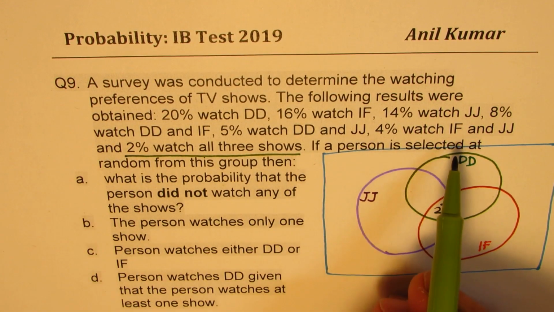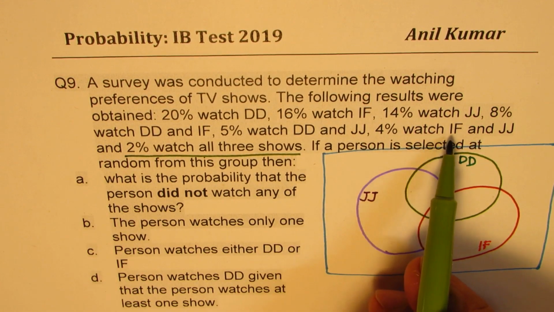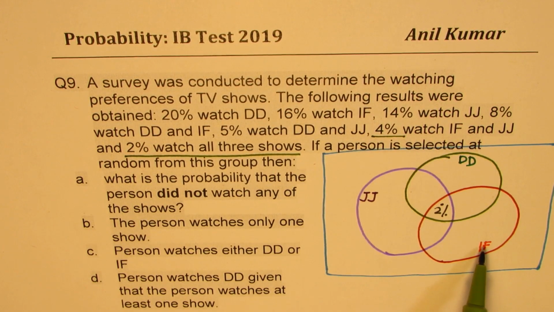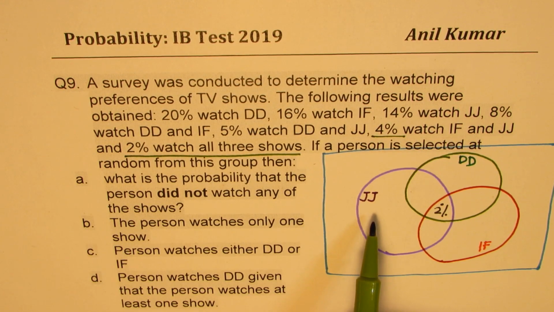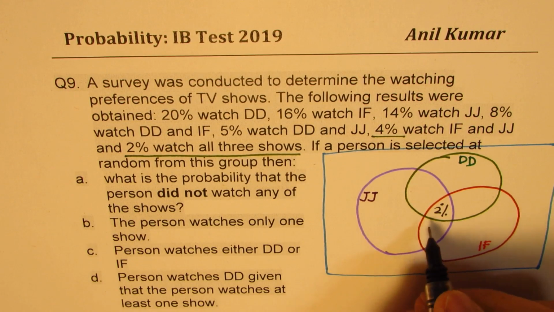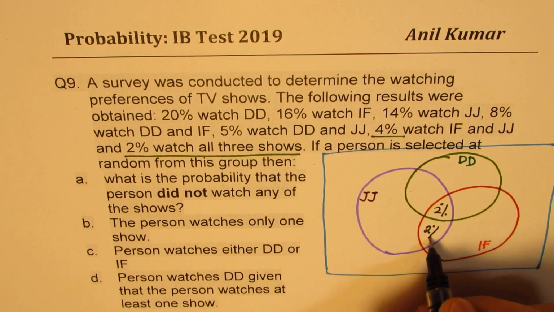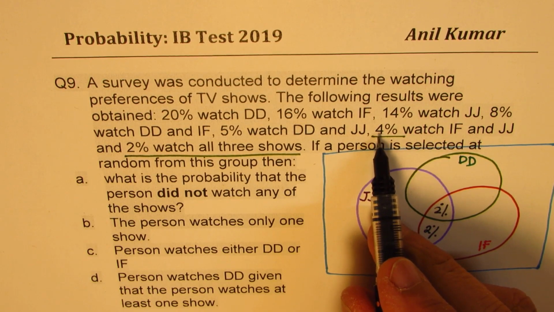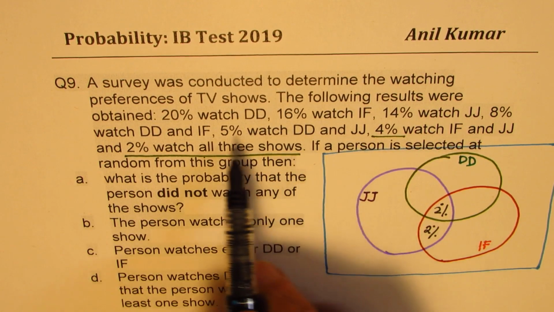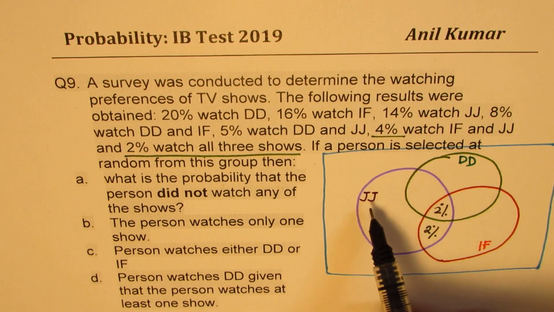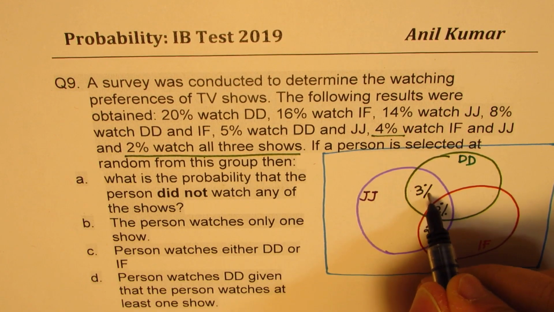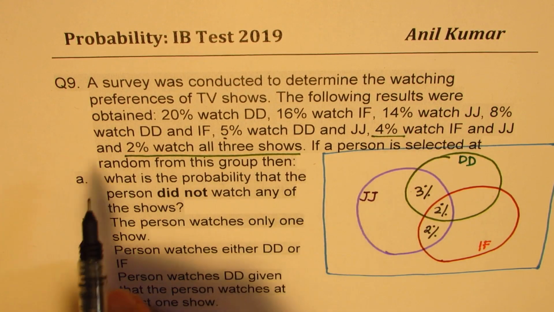Now we'll go in this reverse direction. 4% watch IF and JJ. So this 4% watch IF and JJ. So there we already have 2% common. So to make it 4, I will write 2. Do you see that idea? So that makes us 2 plus 2 as 4. Perfect. Now, DD and JJ is 5%. We have 2 here. I have to add 3 to make it 5. Got it?